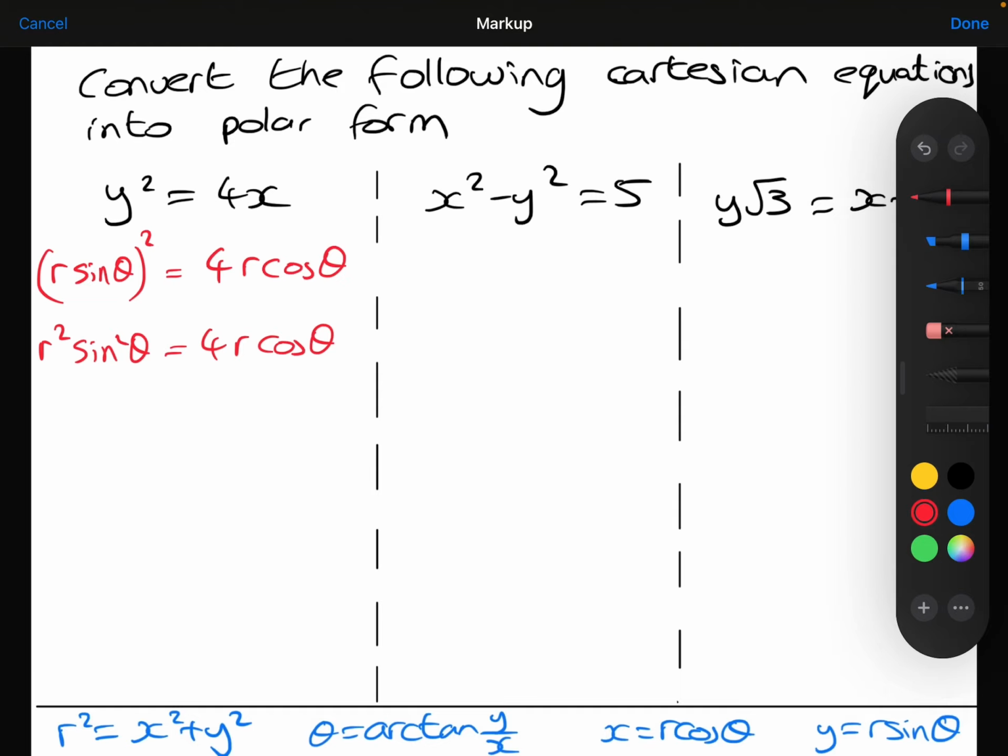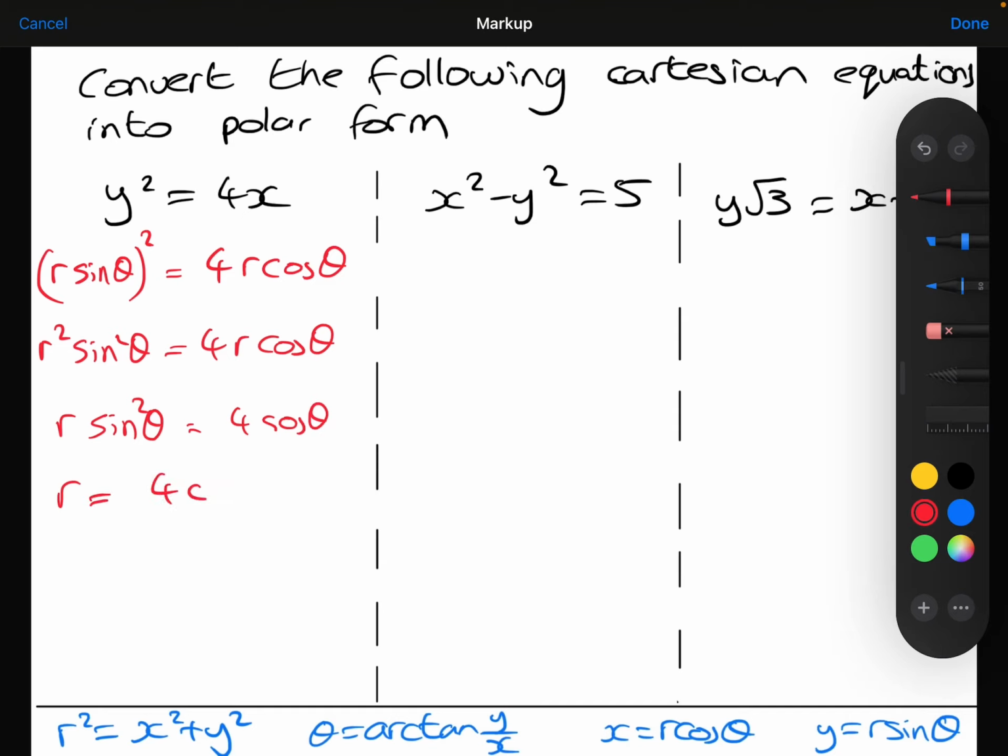And all I want to do now is to rearrange this to make it so that r is the subject. In the same way as with Cartesian, we're always writing y equals a function of x. I'd like to be able to say that r is a function of theta. So I want to make r the subject. So if I divide both sides by r, which I'm allowed to do because r will not equal 0, I'll get that. Now I'm going to divide both sides by sine squared.